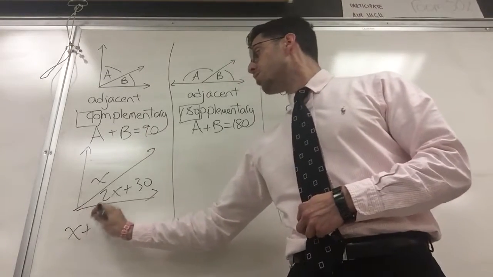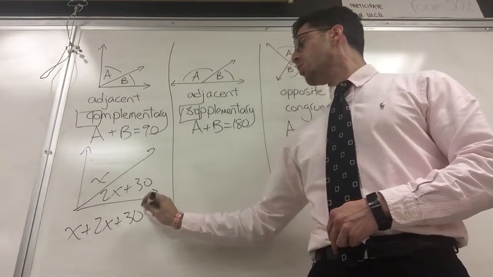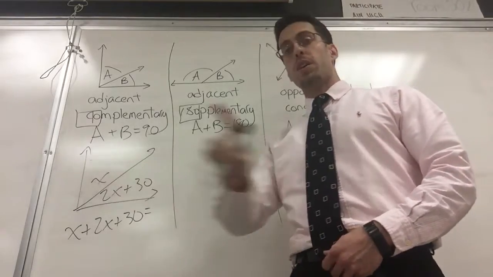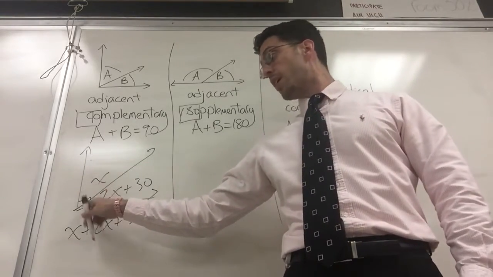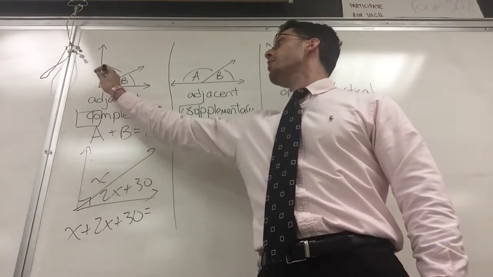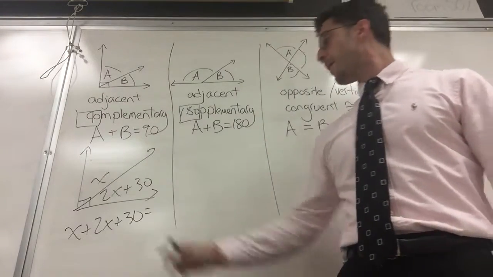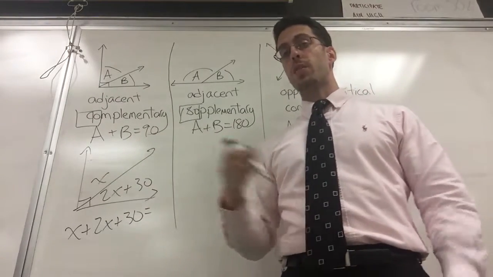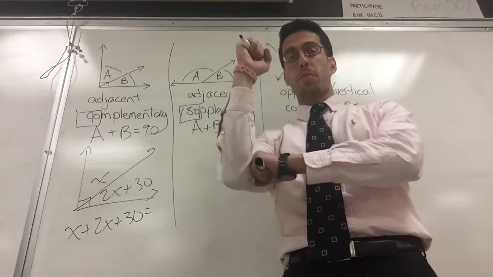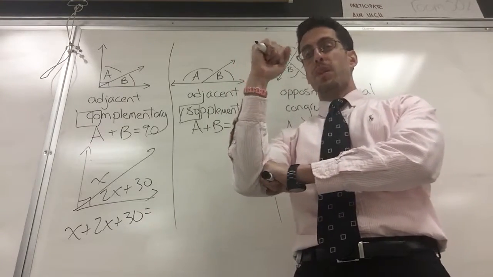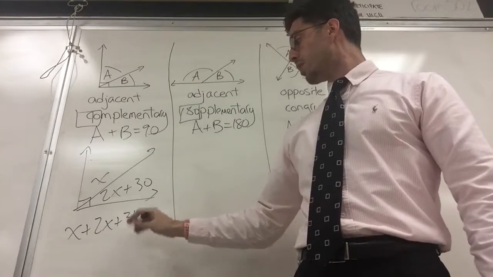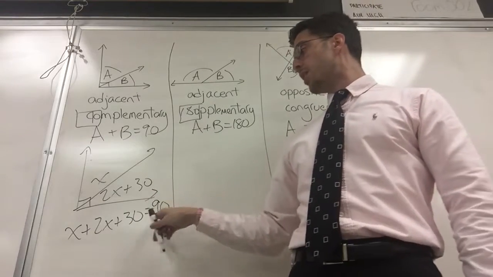So x plus 2x plus 30 equals, here's a little clue. They should put the right angle there so you know it's a right angle. They should have that little box there. Sorry about that. Without that, you can't assume it's a right angle. Somewhere in the directions, they would either say these are perpendicular or it's a right angle. So let's see here, equals 90, because I have to add up to 90, complementary.